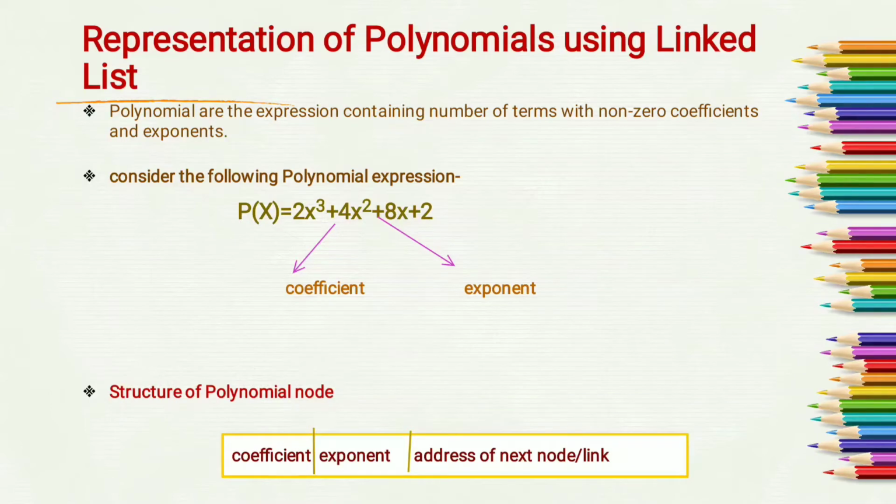So in every polynomial we have a number of terms, each term having a coefficient and an exponent. As we represent the polynomial in linked list form, each term of the polynomial is represented in the form of a node which contains 3 fields. First is coefficient, which is used to store the coefficient of the term. Next is exponent field, which is used to store the exponent of the term, and address of next node or link of next node is used to store address of next node term.